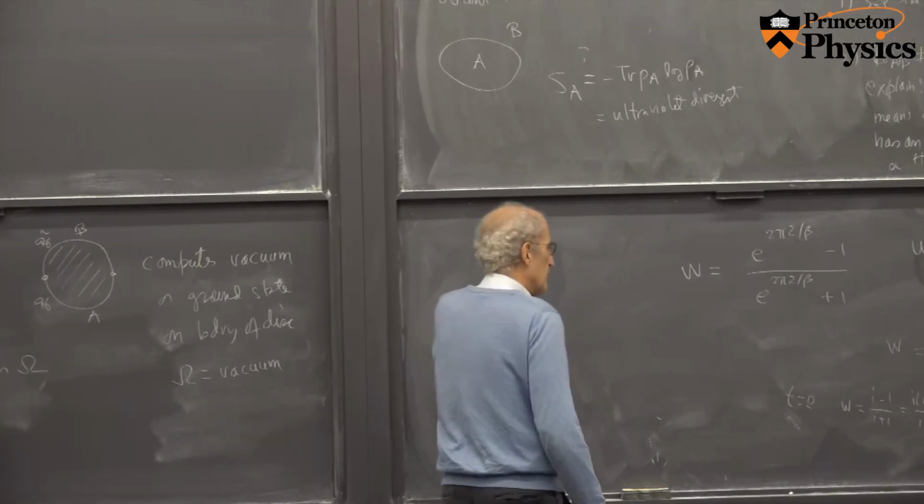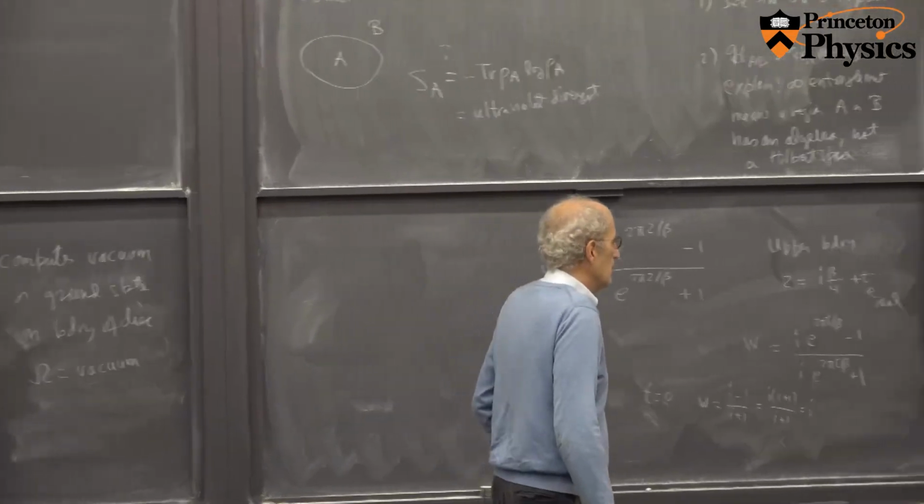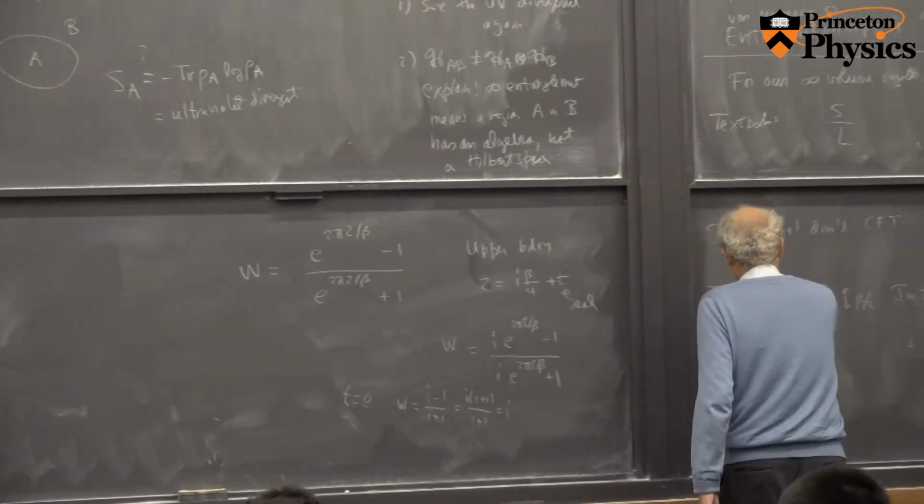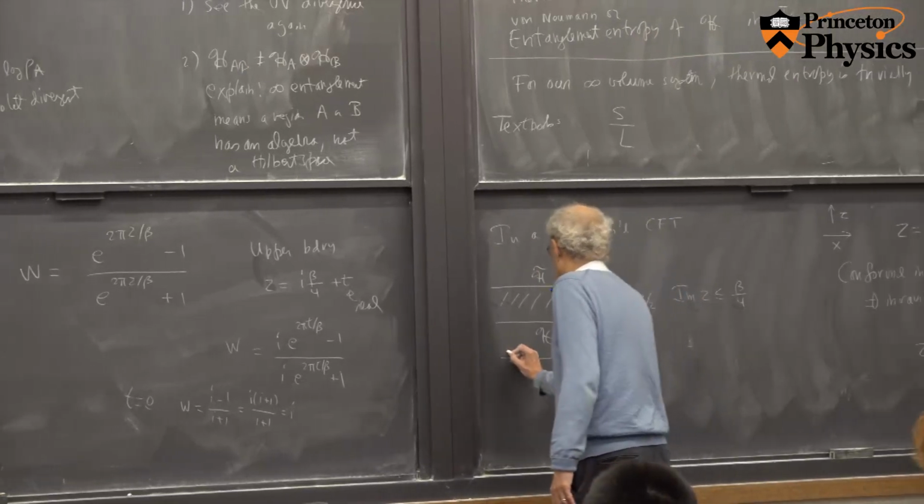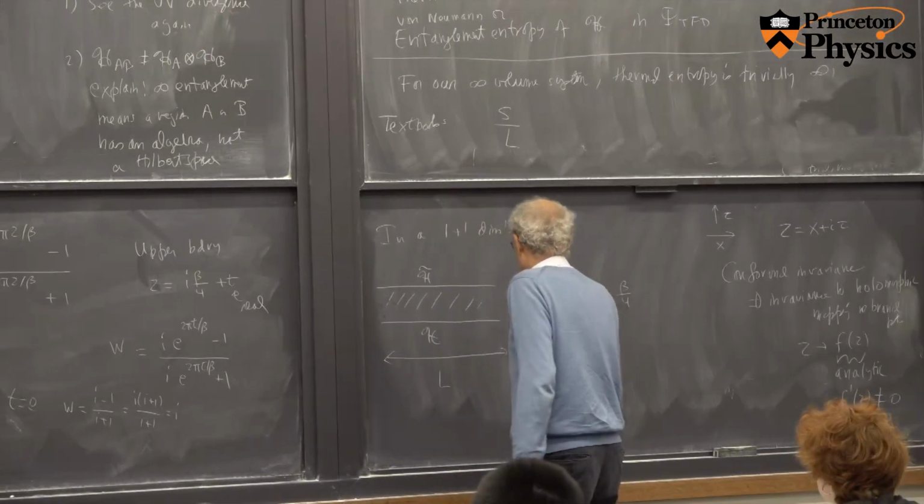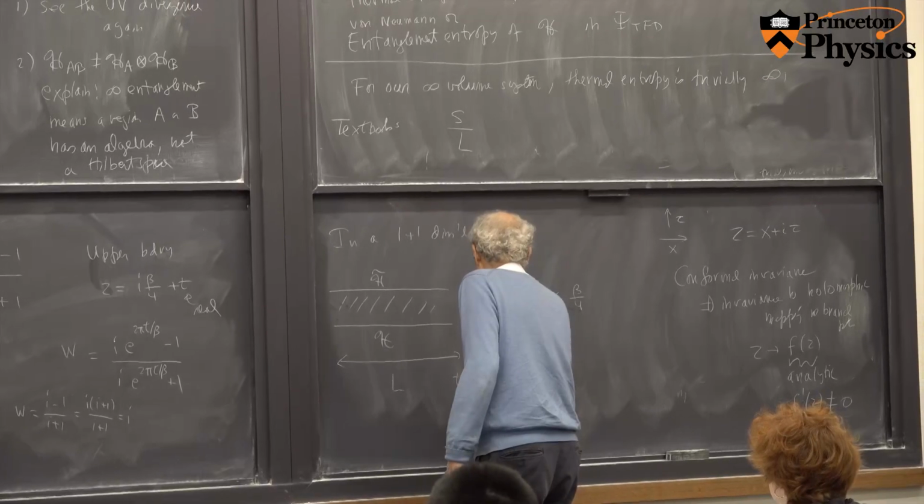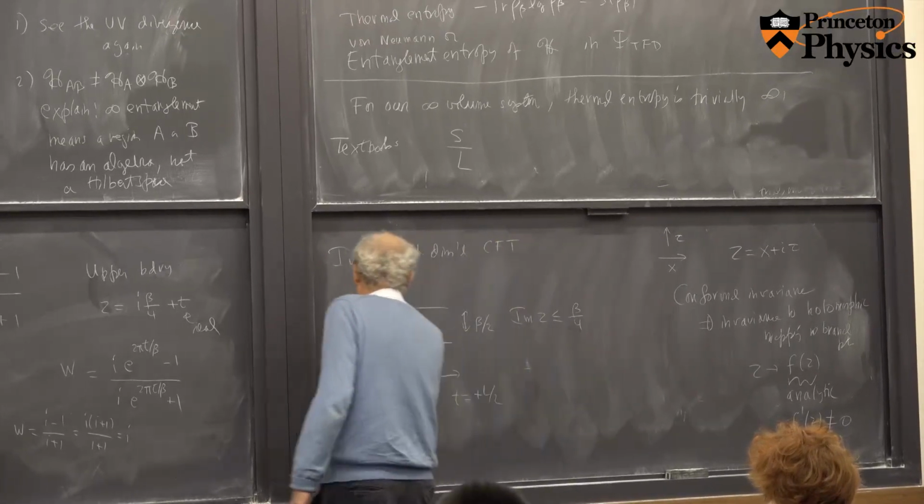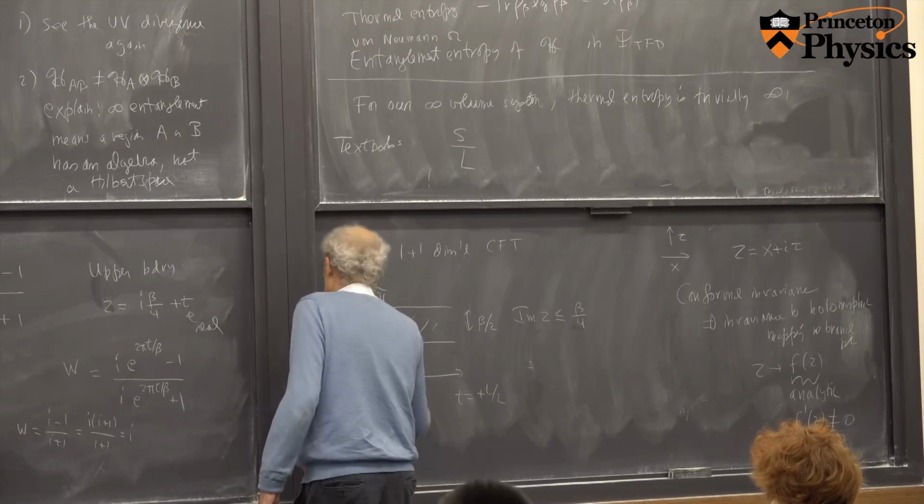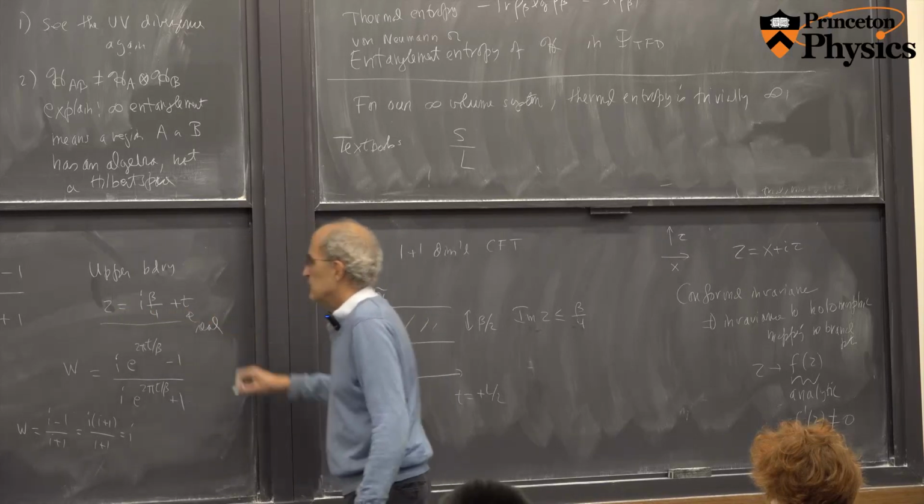And we can be a little bit more precise about it. Suppose we cut this system off at length L, which we can do by saying that t is plus L over 2 at one end and minus L over 2 at the other end. t was the real part of z.